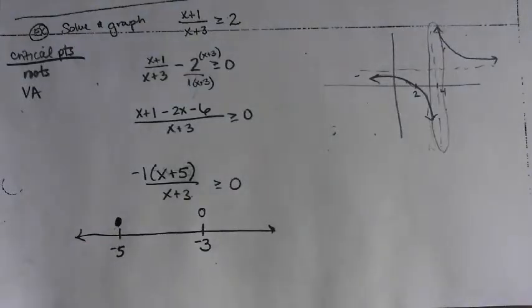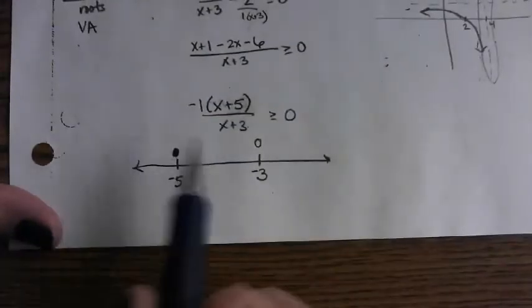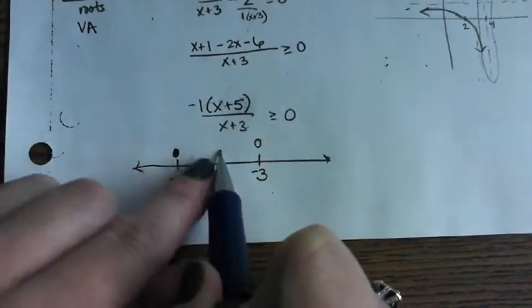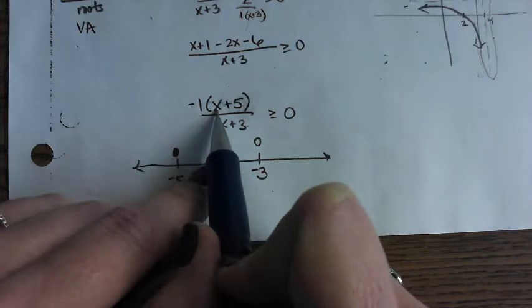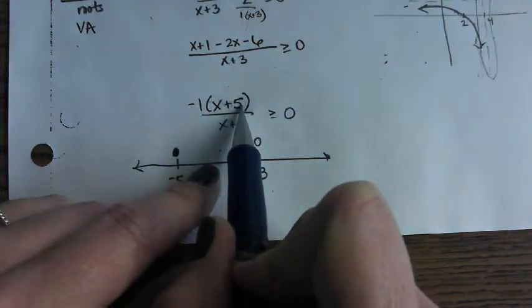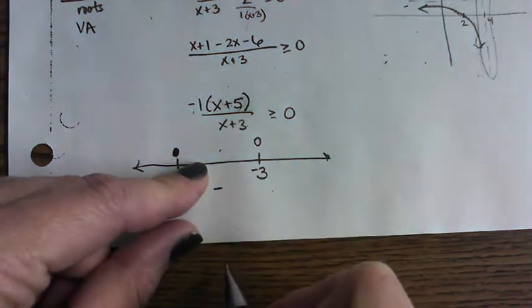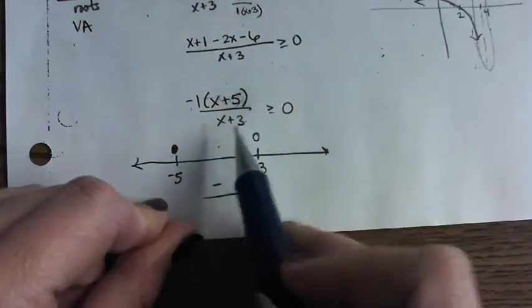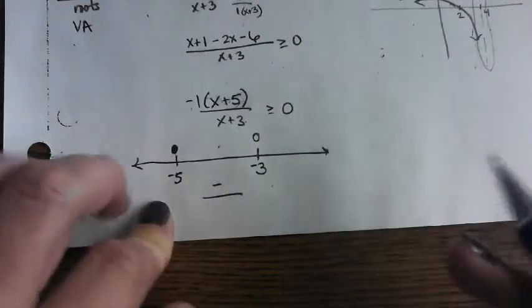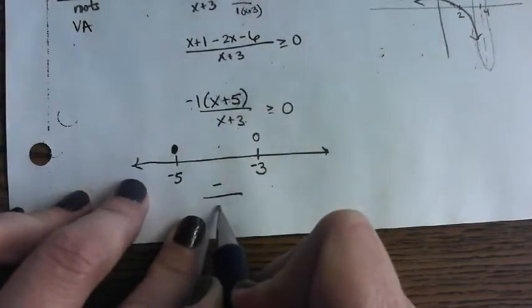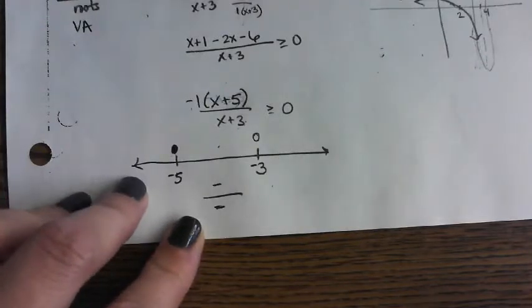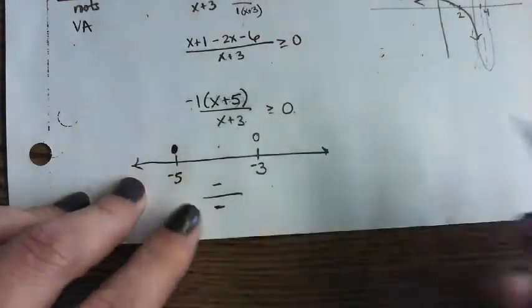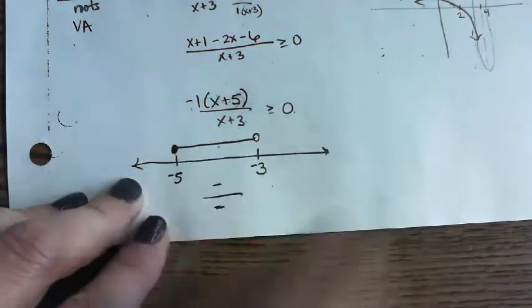All right, so let's check this. If I plug in a -4, we'll start in the middle. -4 plus 5 is a, what kind of number? -4 plus 5 is a positive. But with a negative out in front, that numerator is a negative over, what's -4 plus 3? Also a negative, right? And a negative over a negative is a positive. Is a positive greater than 0? Shade that in.